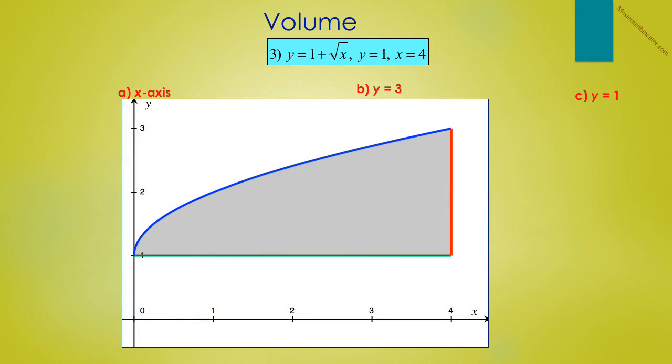In number 3, our region is defined by y equals 1 plus the square root of x, the horizontal line y equals 1, and the vertical line x equals 4. It is a clearly defined region, and we are going to rotate it around first 3 horizontal lines.